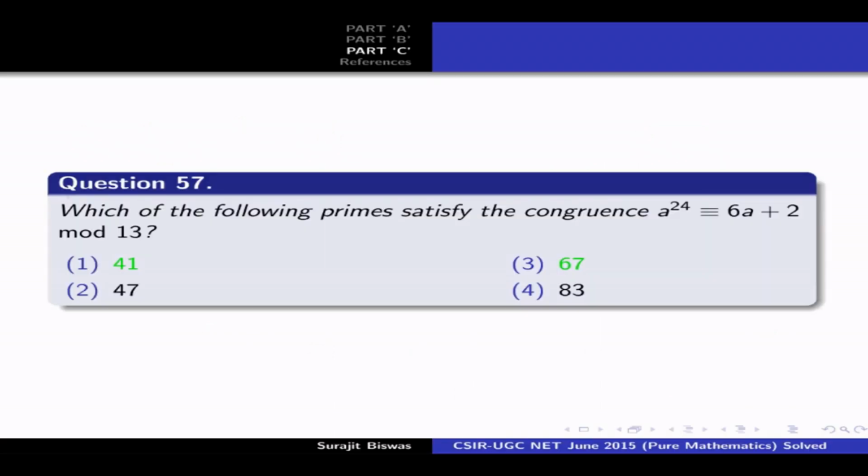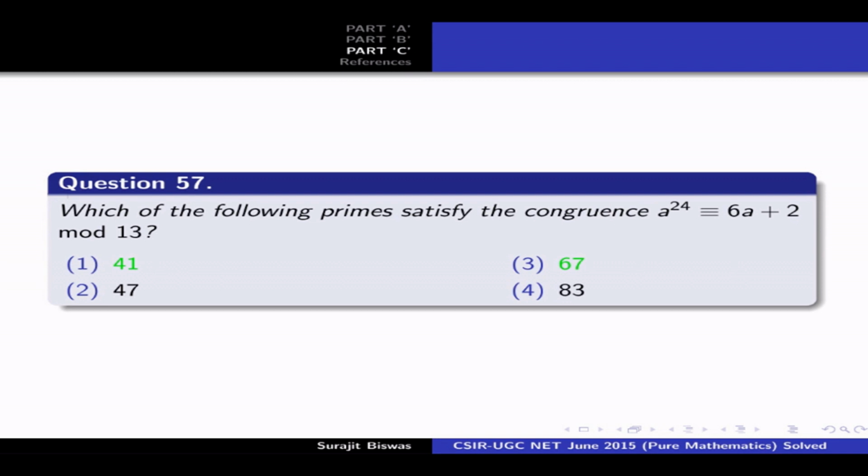Question number 57. Which of the following primes satisfy the congruence a to the power 24 congruent to 6a plus 2 mod 13? Note that all the given options are primes.